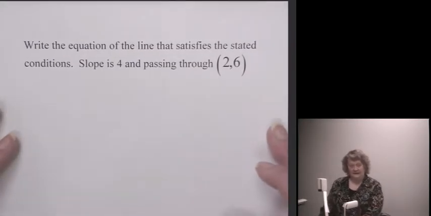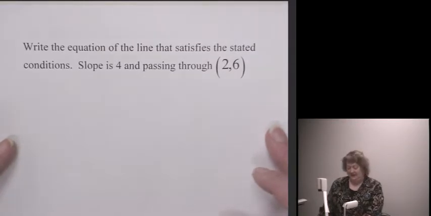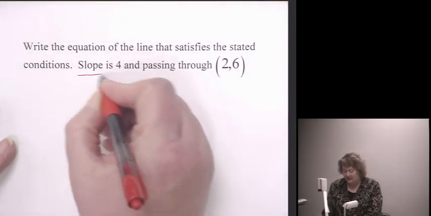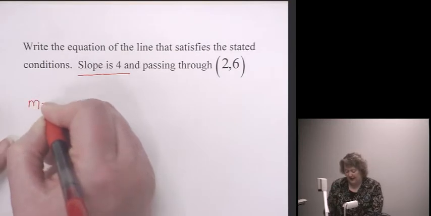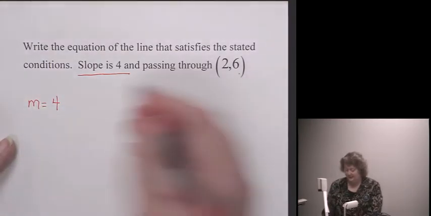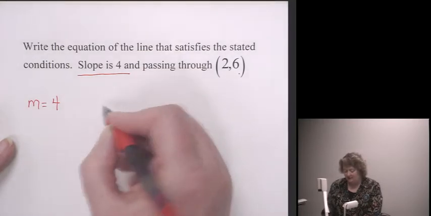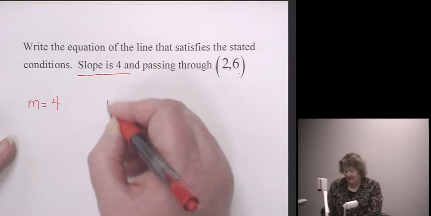This given information can be two points, a point and a slope, or information about parallel and perpendicular lines. As we look here, the first problem says, write the equation of a line that satisfies the stated conditions. The stated conditions are that the slope is 4 and the line passes through the point (2, 6). When it says slope is 4, the first thing I want to do is write m equals 4. And it goes through this point, so I'm also going to write down my formula.